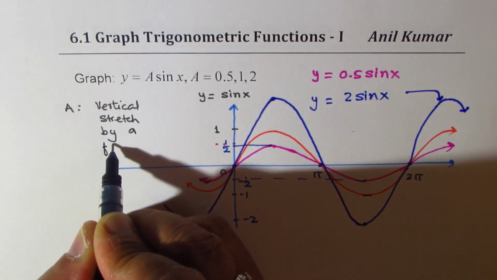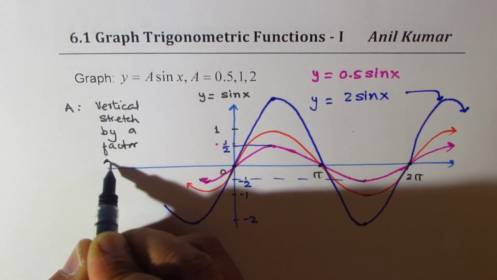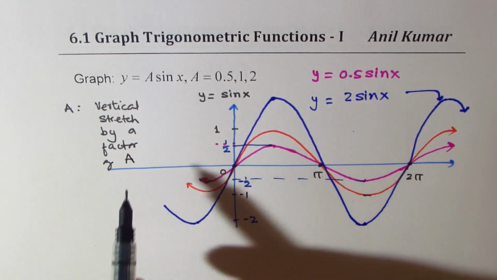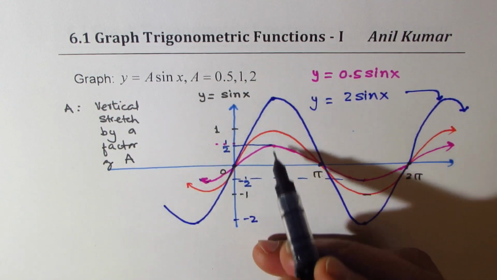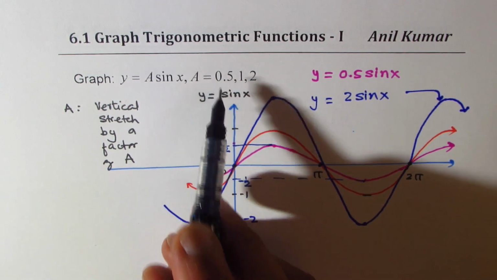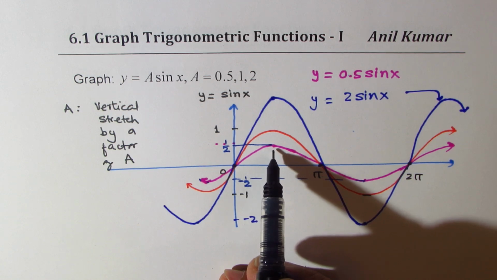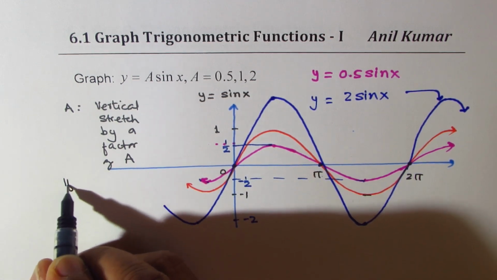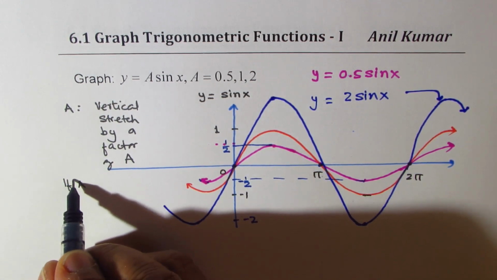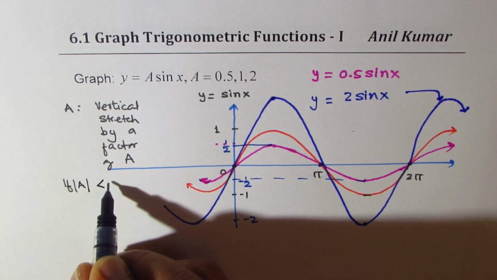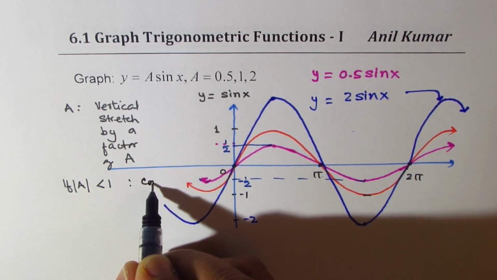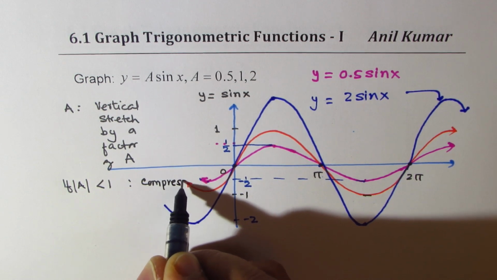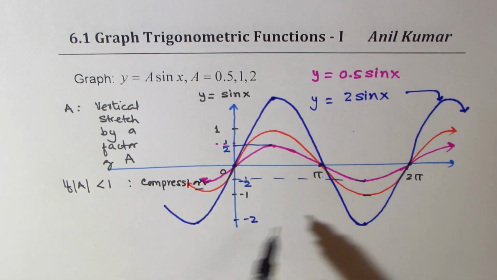By a factor of A, right? So if A is greater than 1, we see it as a stretch, but if A is less than 1, we see it as a compression, correct? So if the absolute value of A is less than 1, then basically it's a compression. So I hope that part is absolutely clear, right?